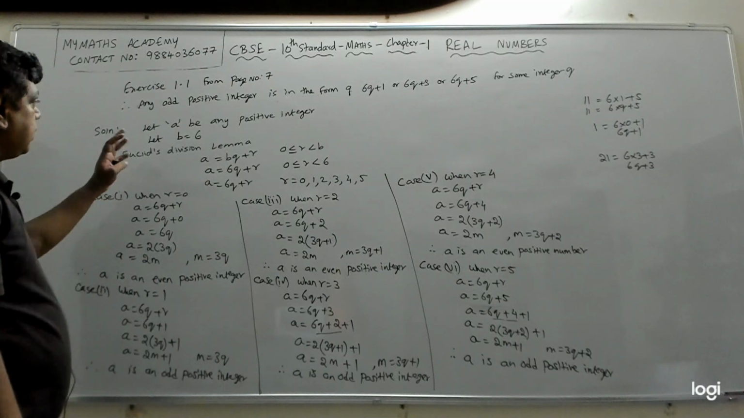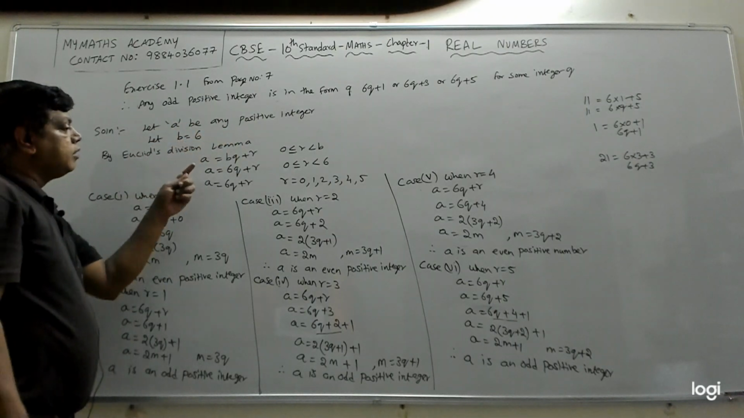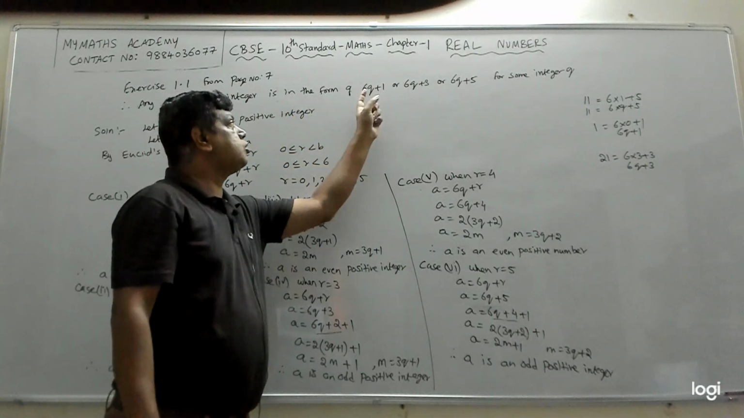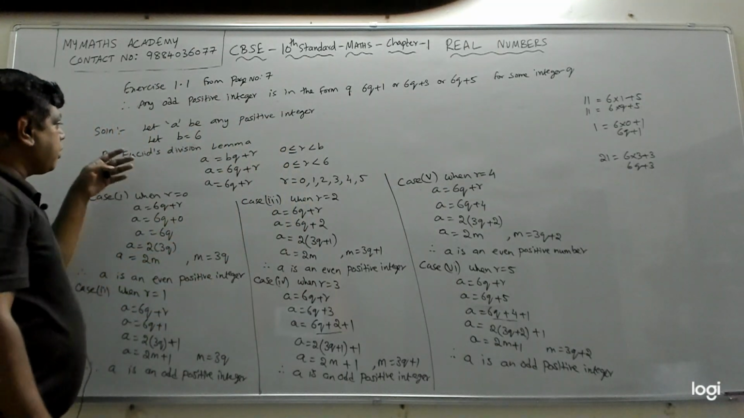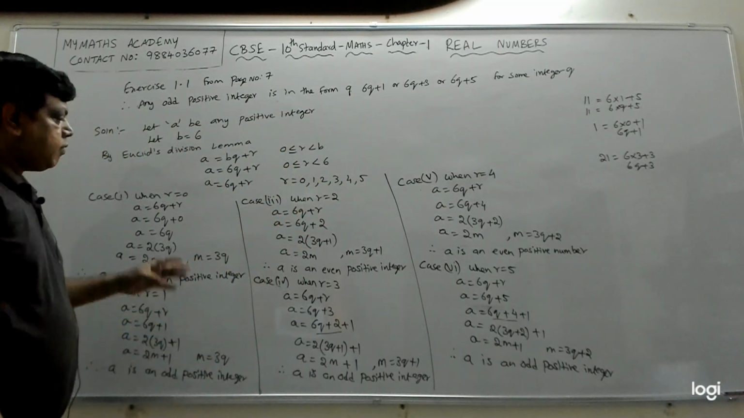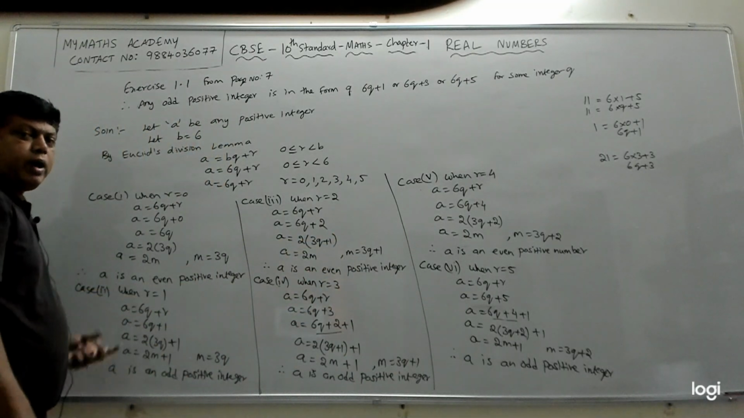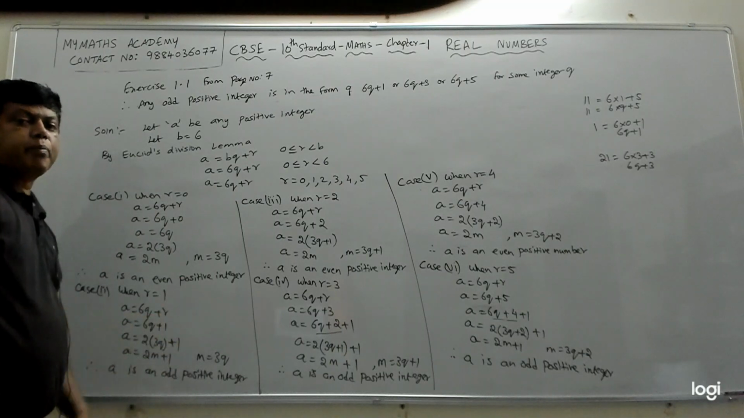Clear? So it's an easy thing. You have to always take a as any positive integer, then b will be whichever form we need to prove. 6q, that 6 will be b. Then you have to write Euclid's division lemma, take the possible values of r, keep substituting them and check where a is becoming even and where it is becoming odd.